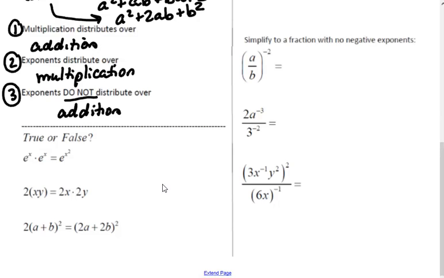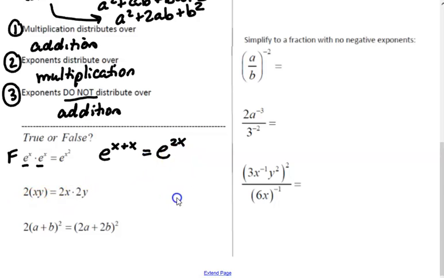Number 1 should have been marked false. We have 2 expressions raised to a power that have the same base. So that means we're going to add their exponents. When we add the exponents, e to the x plus x is equal to e to the 2x power, not x squared. We're not multiplying x times x. It's not 2e to the x. That would be e to the x plus e to the x would be 2e to the x. It's e to the 2x power.